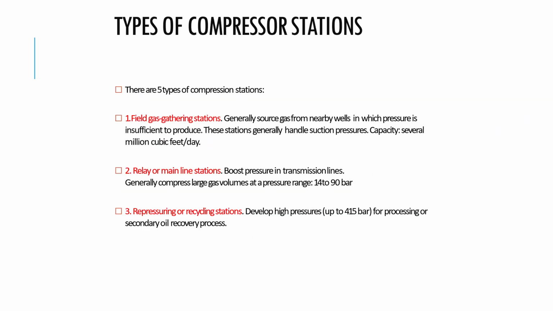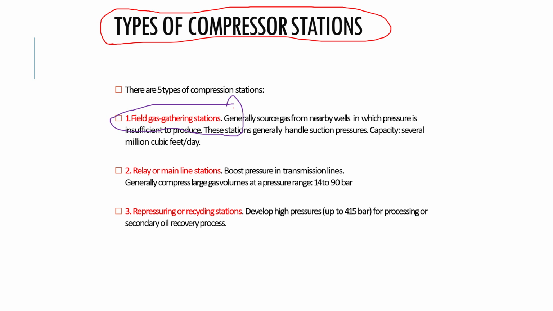So now we will talk about the types of compressor station, or what kind of compressor station we can find in natural gas processing. The first type is what we call the field gas gathering station. This kind of compressor station will gather the gas from several wells, where these wells have very low pressure or insufficient pressure for production. So these stations will generally handle the low suction pressure coming from the reservoir or from the different production wells. And the capacity of these gathering stations will be in several millions of cubic feet per day.